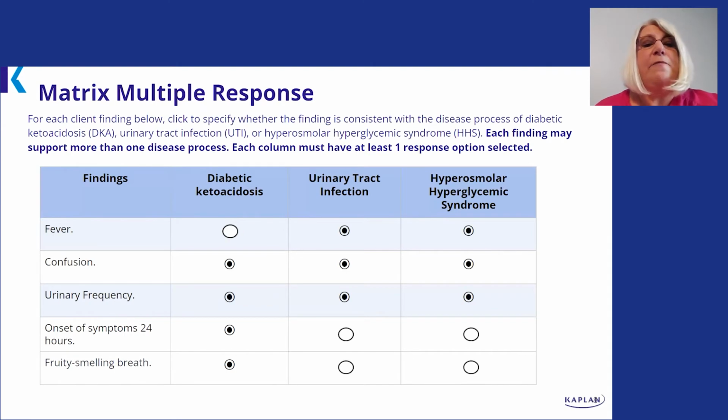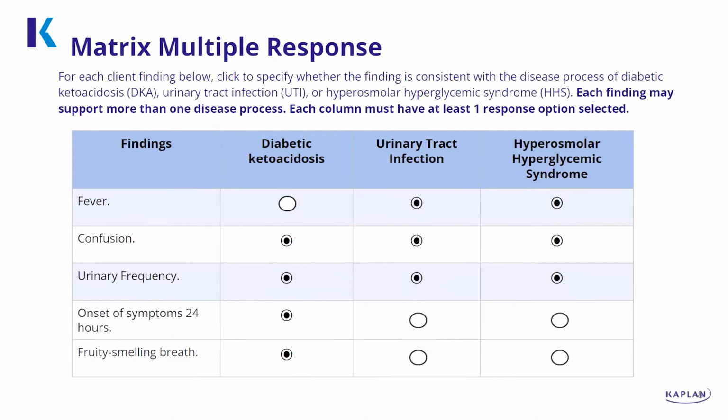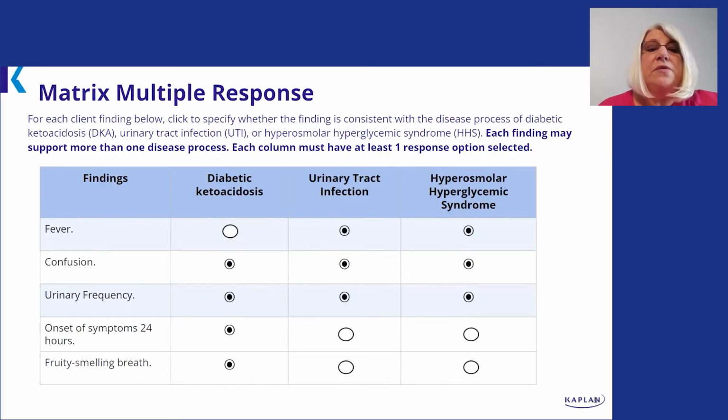The second type of matrix grid item type is the multiple response grid, where the student addresses more than one aspect of a client's situation. There can be between 2 and 9 columns and 4 to 7 rows. The matrix multiple response question type allows each column in the table to be an independent answer. The student will answer at least one option in the row, but all column options in that row could be correct, similar to a select all that apply.